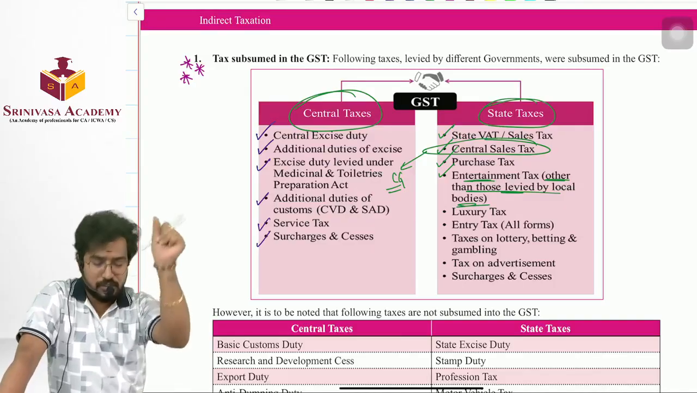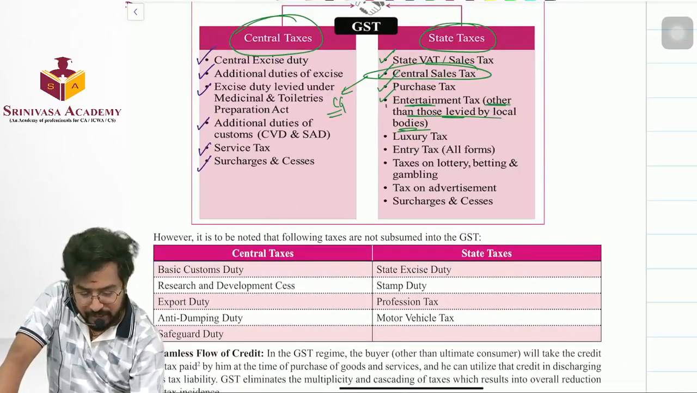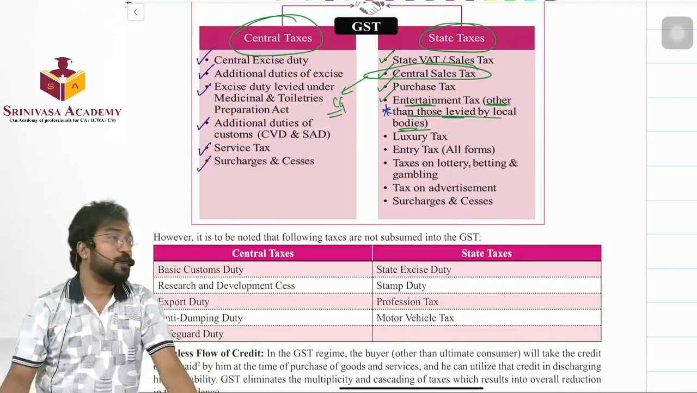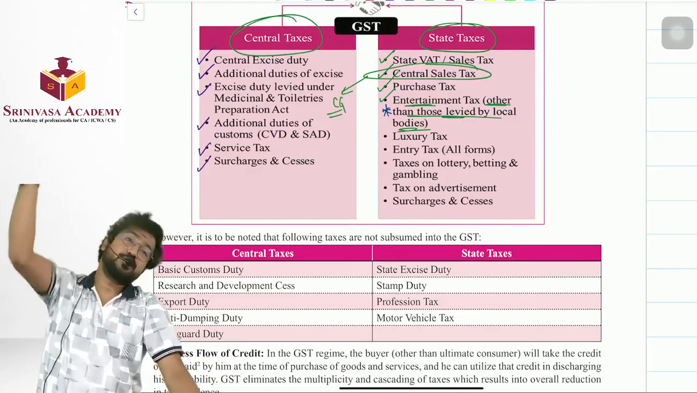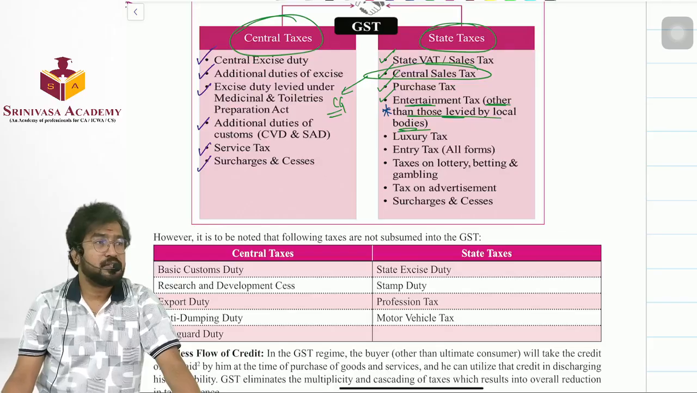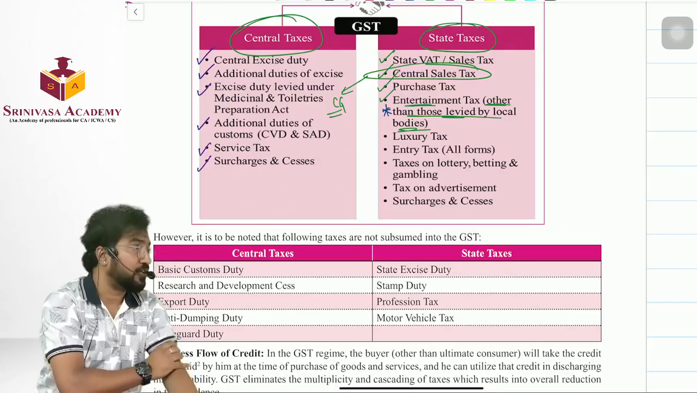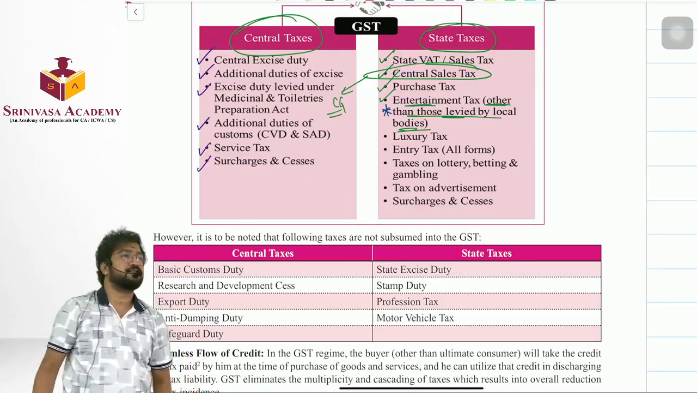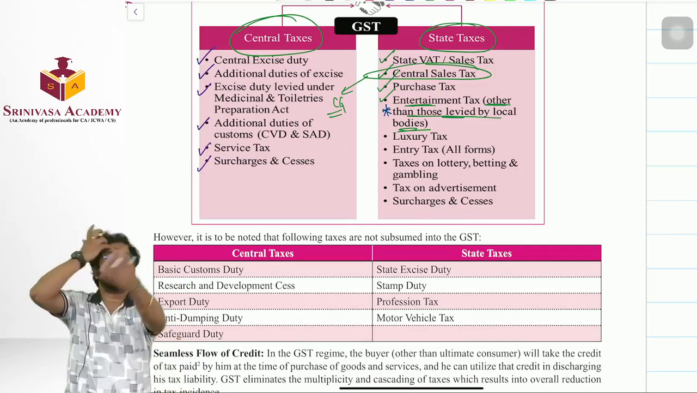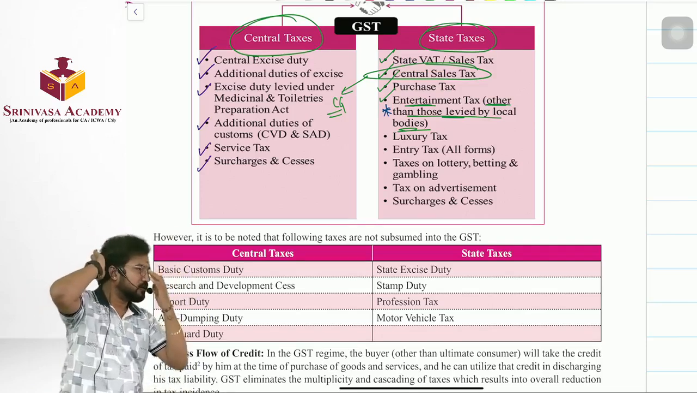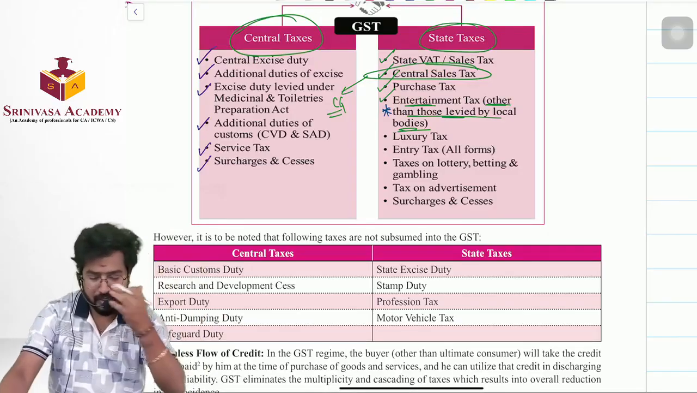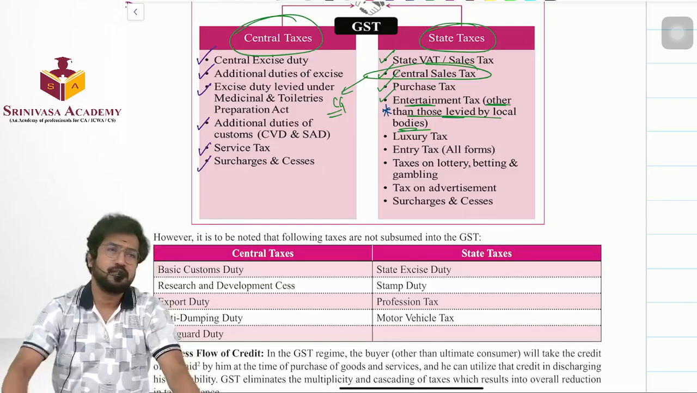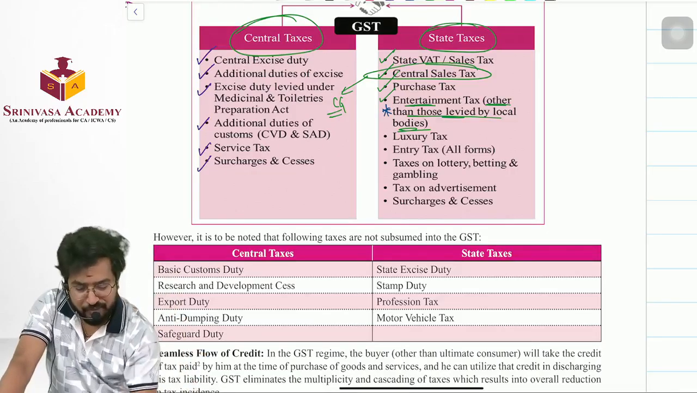That means this point is technically important for you. Remember, entertainment tax is still existing or not? It is existing, but it is levied by whom? Local bodies. That means what is subsumed into GST? Entertainment tax levied by state government. Earlier state government was levying, so state government levying entertainment tax is no more. Then what is there now? Local bodies. Simple. IPL ticket we are purchasing, on the IPL ticket also you will find entertainment tax levied by local bodies is still existing. So entertainment tax levied by state government is subsumed into GST. Very important concept, please be careful.